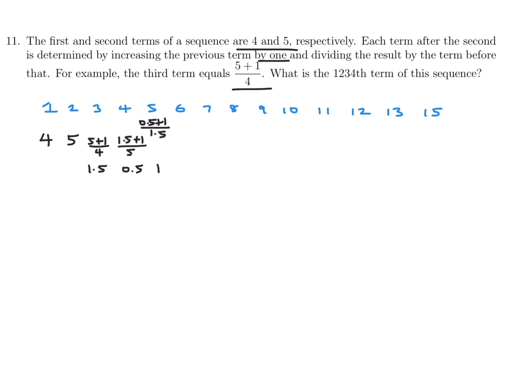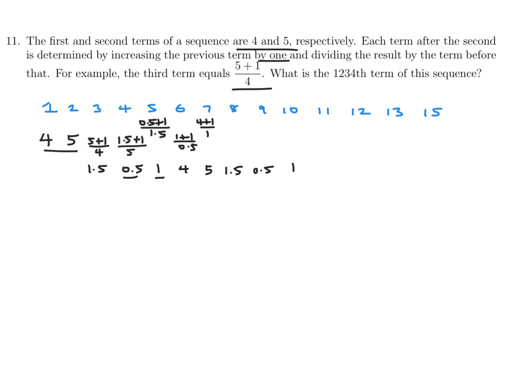And then the sixth term, 1 plus 1, and then divided by 0.5, because you have to divide by the previous term, which is this guy. So that looks like 4. Okay, and then 4 plus 1 divided by this guy, which is 5. Okay, so we're back to 4, 5. So then there would be 1.5, 0.5, 1, and so on.